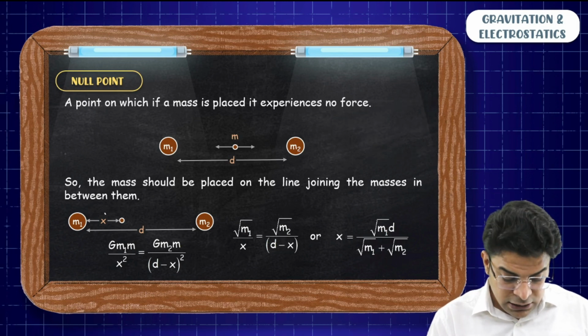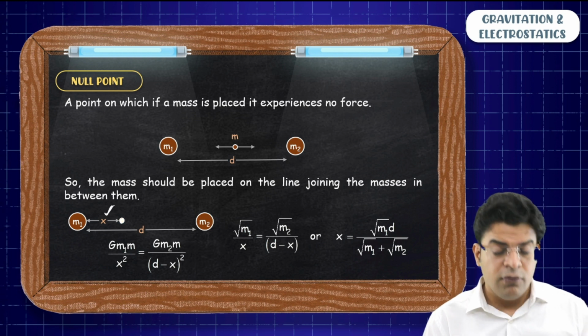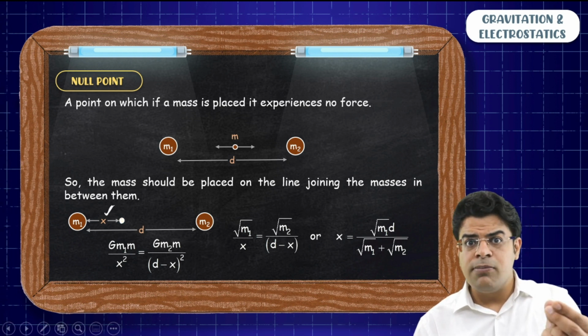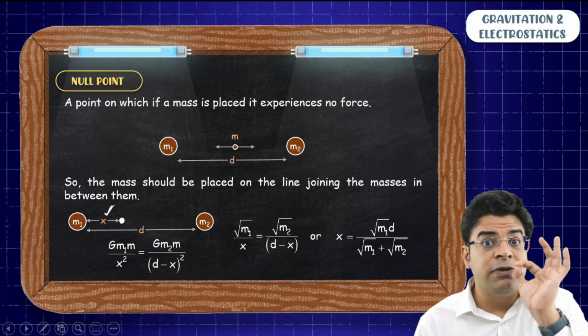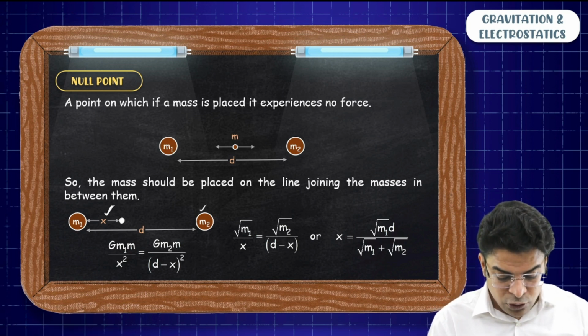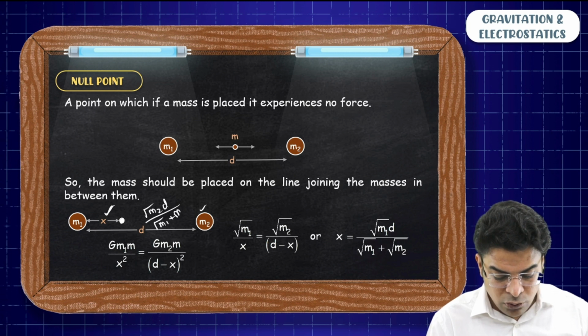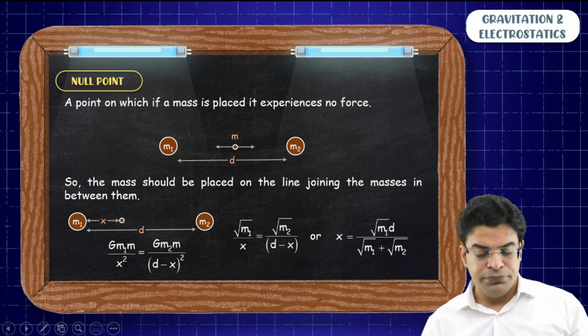Similarly, the distance of the null point, what is the null point? Where a third mass should be placed so that it experiences no force from the mass m2 comes out to be root m2 d upon root m1 plus root m2. Okay. You need to keep this formula in mind.